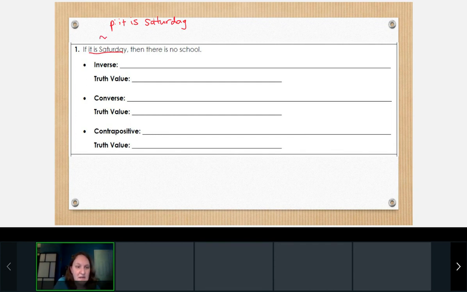So what's not P? If P is it is Saturday, then not P would be it is not Saturday. That's the opposite of it, right? Now let's look at Q. Q is, yay, there is no school. Good job.